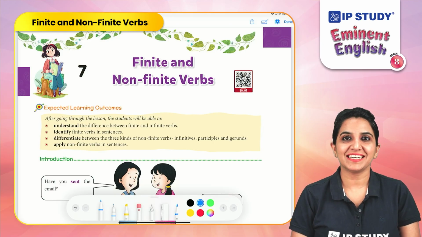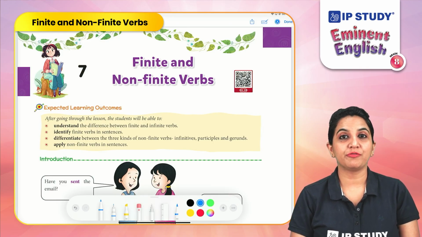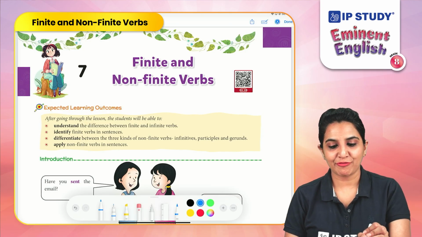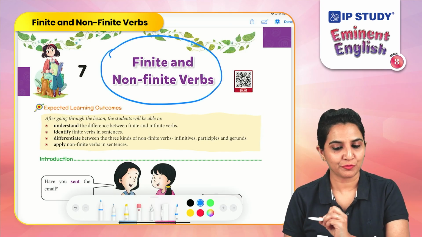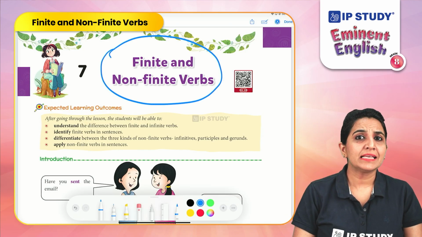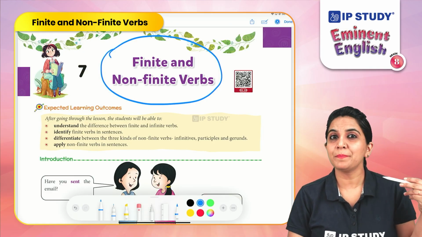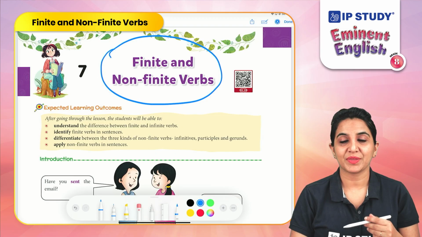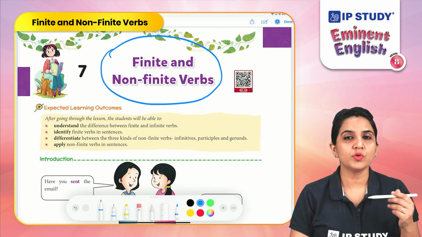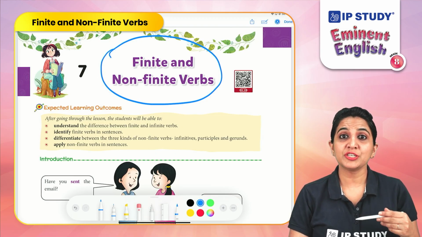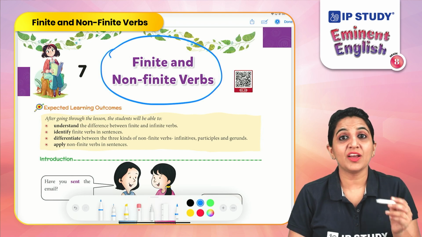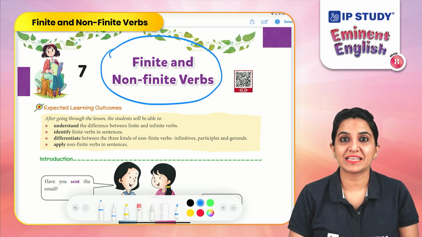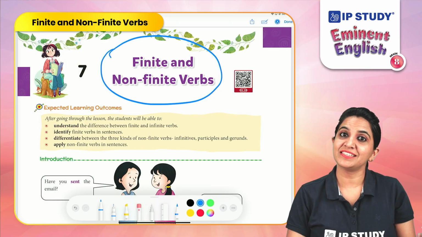Today we will discuss the 7th chapter of Grade 8 English Grammar, and our topic is Finite and Non-finite Verbs. Well, these two terms may sound a bit technical, but actually they are very simple. Finite verbs are those action words that show tense. They also agree with the subject in the sentence. For example, she reads daily.